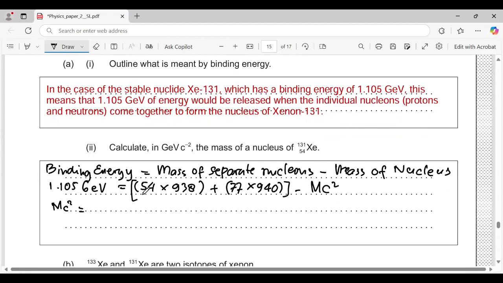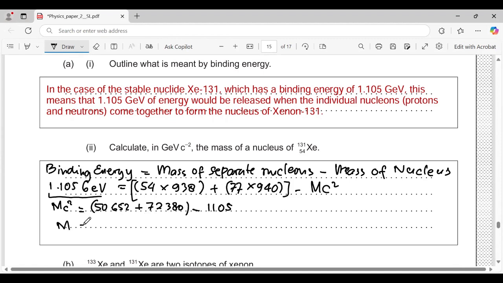Mc squared equals, if you calculate this, 50,652 plus 70,380 minus this binding energy, 1.105 giga electron volt, but I will change it to 1,105 mega electron volt.